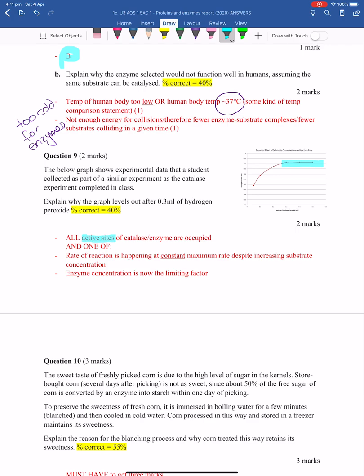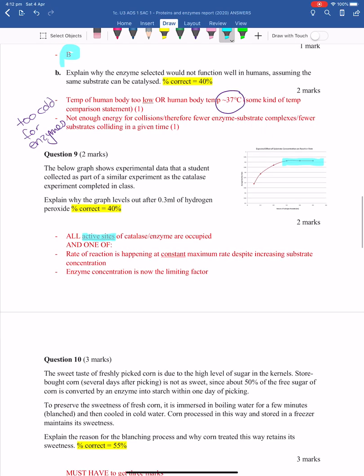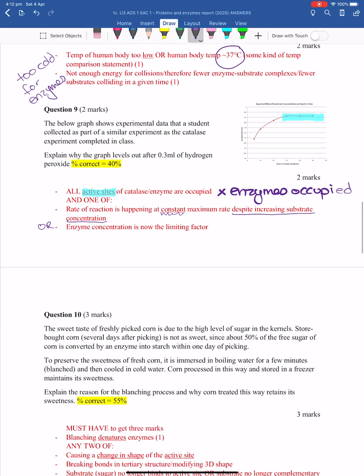So it was not sufficient to say that all enzymes were occupied. So you could not say all enzymes occupied because it's not specific enough. You have to mention the active sites. Then you could have given me one of 2 kind of explanations. You could have said that the rate of reaction is happening at a constant or consistent or continuous or something about that being a maximum rate despite increasing the substrate concentration. Or you could have said enzyme concentration is now limiting.